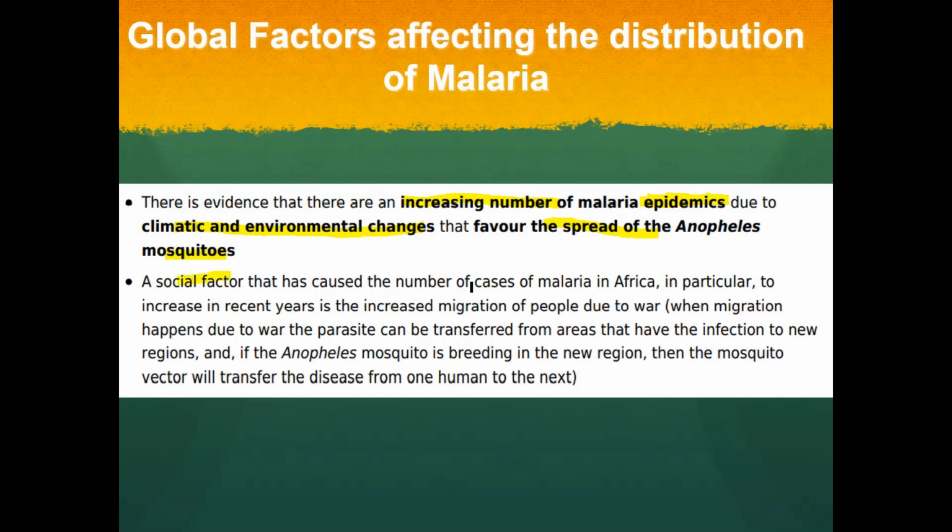A social factor that has caused the number of cases of malaria in Africa in particular to increase in recent years is the increased migration of people due to war, right? When people are migrating, if they are already infected, they carry the parasite with them. So the parasite is transported from infected areas to new regions. And if the Anopheles mosquito is breeding in the new region as well, then the mosquito vector will transfer the disease from one human to the next, right? So this is one social factor also.